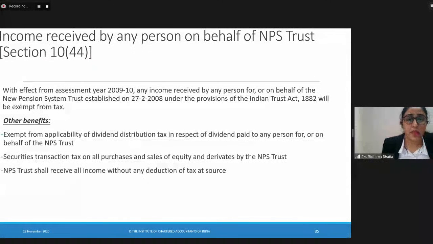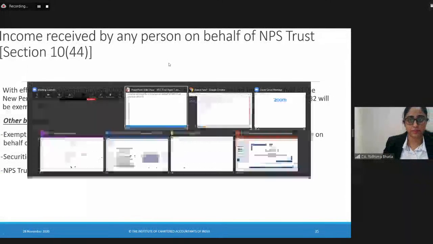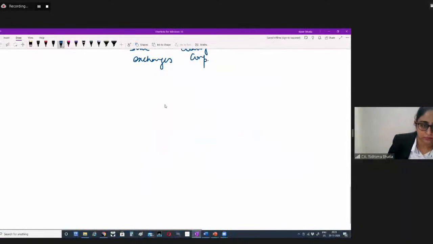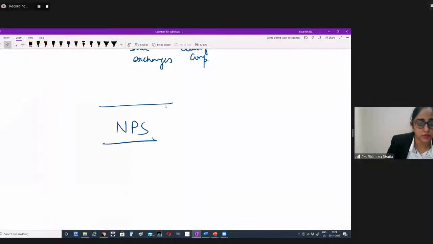Okay. Now, income received by any NPS, National Pension Scheme Trust. Okay. Now, what happens, student? You will get this section often again and again, but let me give you an idea of what this section is. This is basically like the Atal Pension Yojana. An NPS trust is formed, in which people make contributions.